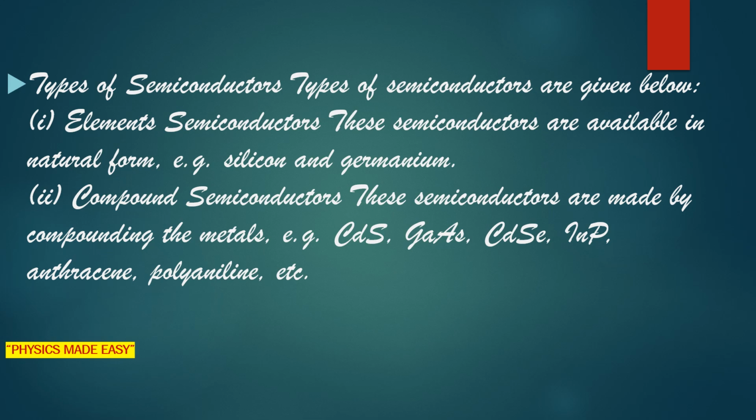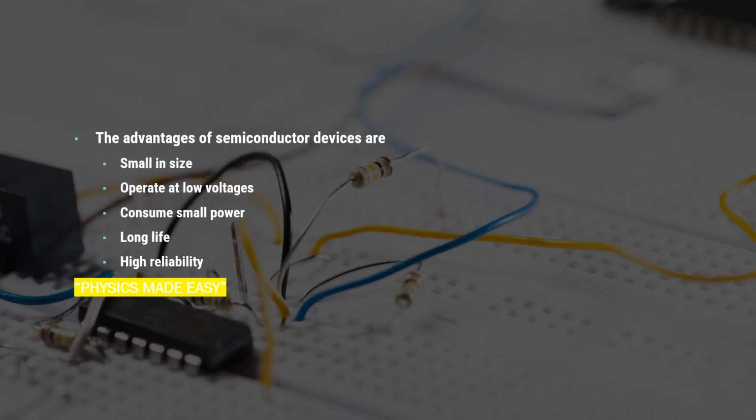Second one is the compound semiconductors. These semiconductors are made by compounding the metals, like by making the compound of two elements like germanium, arsenic. Such types of semiconductors are known as compound semiconductors. In this video, we are going to learn about semiconductor devices, and there are a large number of advantages. As they are small in size, they can easily operate at a low voltage, they consume less power, they have high life and long durability.